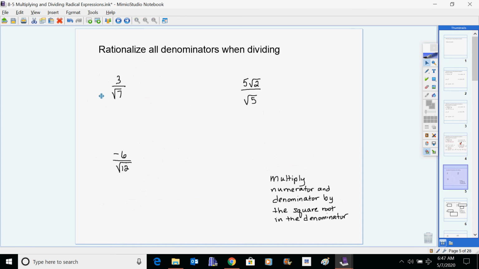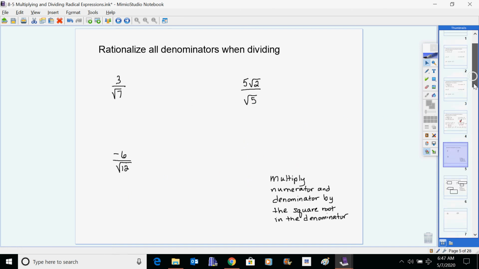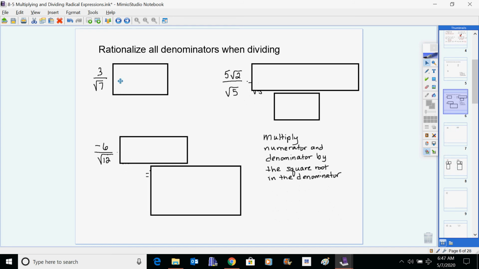We know that you can't end your answer with a radical in the denominator. We've already actually reviewed this year when we were dealing with simplifying things with your trig. Okay, so this one is completely review. We're looking for another square root, so you're looking for square root of 7 over square root of 7.